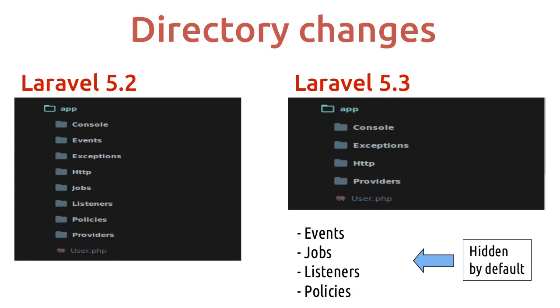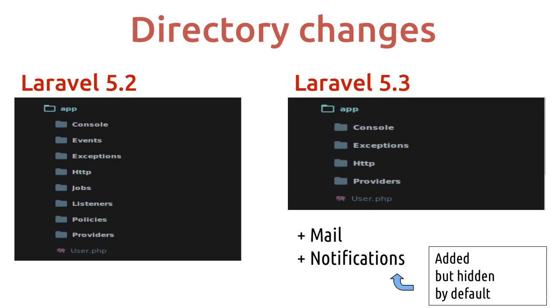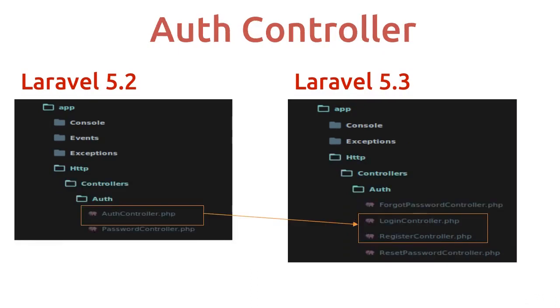So if you need them, you should make them manually, or they will be created automatically when you create a file using the artisan generator. For example, when you create a job using the php artisan make job command, then the jobs directory will be created. In addition, in Laravel 5.3, there are also 2 additional directories which do not show up by default, but might show up if you use an artisan command: the mail directory to store mailable classes, and the notifications directory to store notification classes.